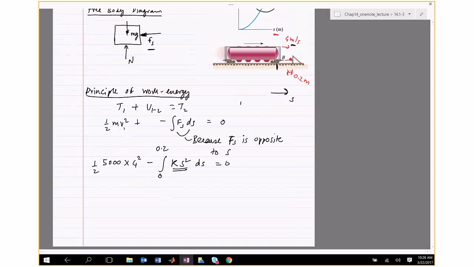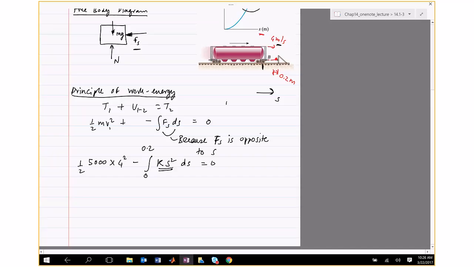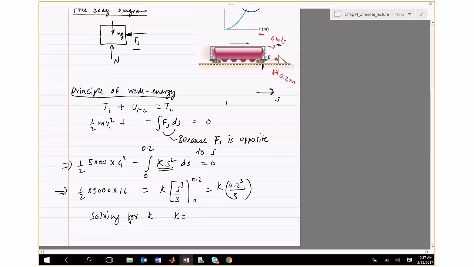So that's that. This gives me half times 5,000 times 16 equals, moving to the other side, k times s cubed divided by 3. I'm integrating s squared from 0 to 0.2. So it's k times 0.2 cubed divided by 3. And in this equation, there is just a single unknown, k. If you solve for k, k equals 15 times 10 raised to 6.